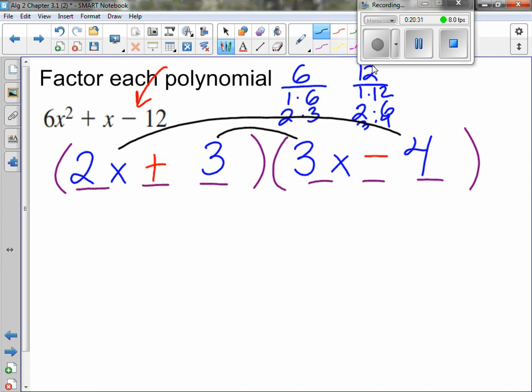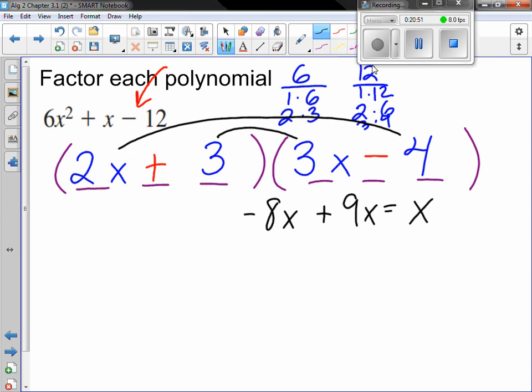2x times negative 4 is negative 8x. 3 times 3 is? And this equals positive x. Is that what we wanted? Hey, we got it on the first try. And that's it. That's all we have to do to factor these.